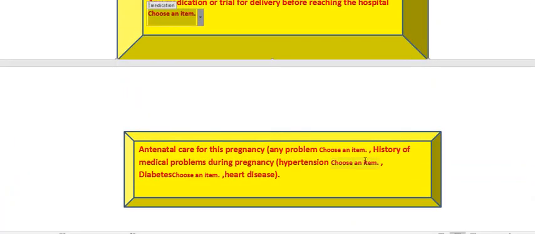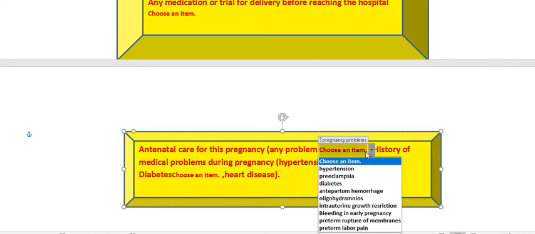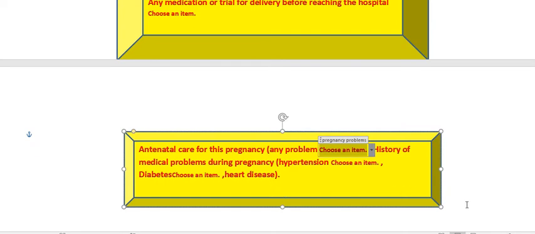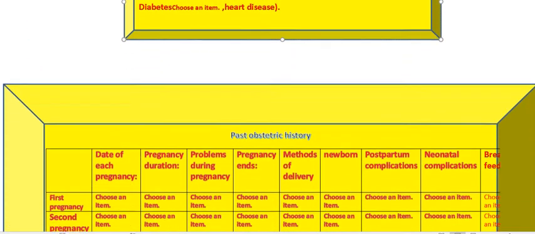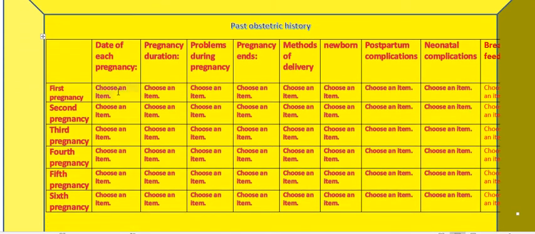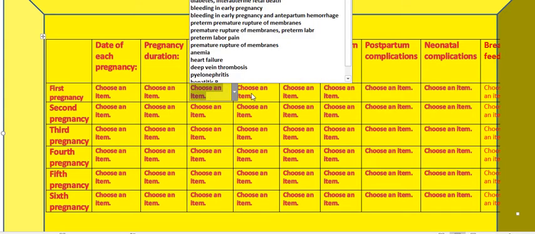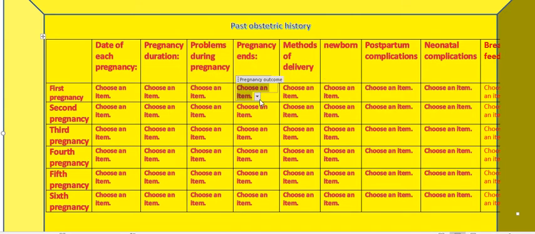We ask about any complications during the pregnancy: diabetes, hypertension, antepartum hemorrhage, preterm labor, and past obstetric history, the date of the pregnancy, how many weeks it lasted, and any problem during pregnancy, and whether it ended in abortion or delivery.